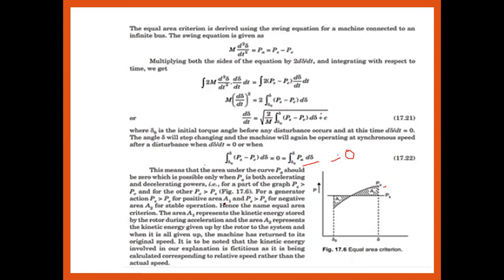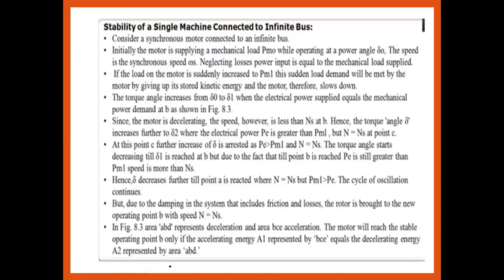Area A1 represents the kinetic energy stored by the rotor during the acceleration, and area A2 represents the kinetic energy given by the motor to the system. One is acceleration, the second is retardation. So from the stability point of view, the areas under the acceleration and deceleration curves should be equal. It should be noted that the kinetic energy involved is calculated on the relative speed rather than the actual speed, the relative speed between the two machines. So this is all about the application of the sudden change in the mechanical input.